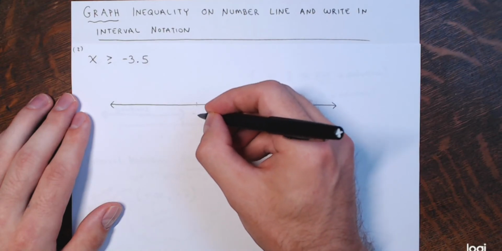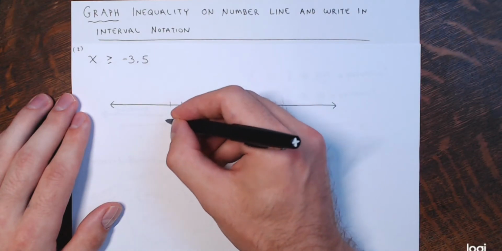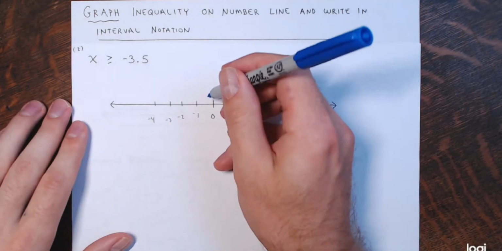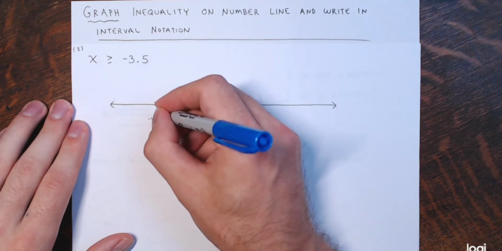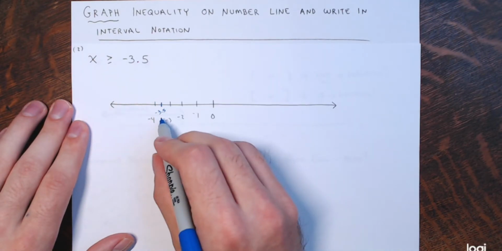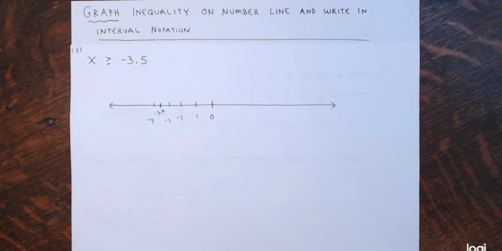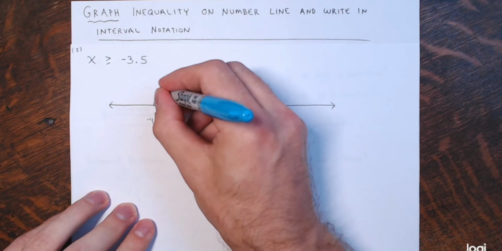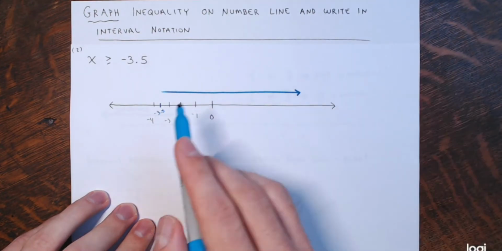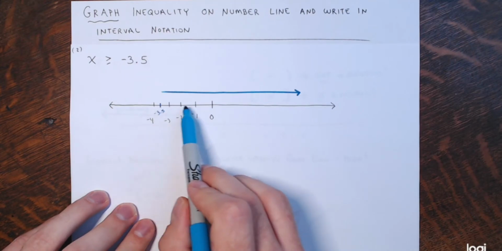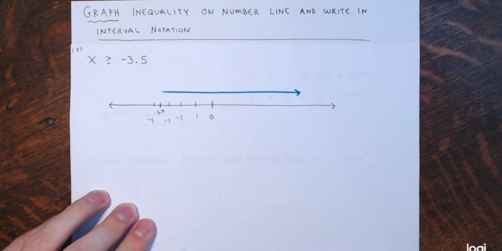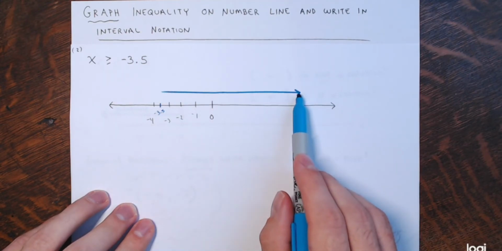Well, here's -1, -2, -3, -4, and then -3.5 would be halfway between -3 and -4. So there's -3.5. And I'm trying to find all the numbers that are greater than -3.5. So that would be all the numbers to the right. Right? Any number to the right of a number is greater. So -3 is greater, -2 is greater, -1 is greater than -3.5, and so on. So I indicate that with this arrow.